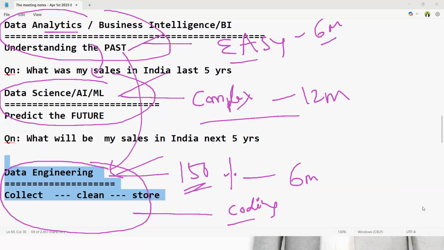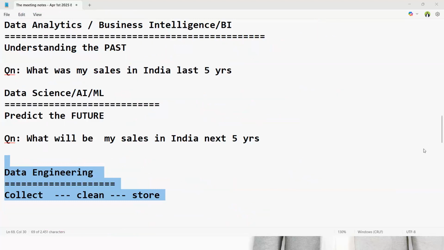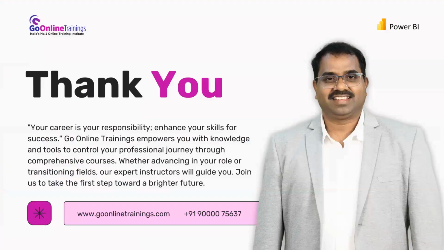Hope you have enjoyed the demo, guys. This is demo number one. So this is how you should be able to understand the architecture of data analytics, data engineering, or data science. I have given you the overview. Tomorrow we'll discuss some more technical things. Hope you have enjoyed it. If you have any questions, you are welcome, guys. Any questions?